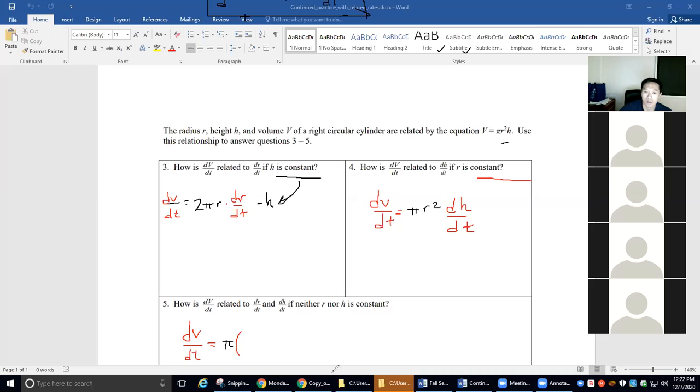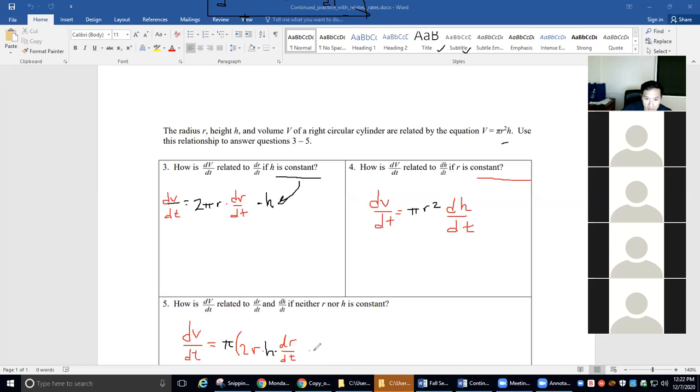Would it start off as 2rh times dr over dt? Okay, 2rh times dr dt. That's correct. So you took the derivative of r first, you left h alone. Okay, let me go ahead and write this in black. All right, so h was left alone.